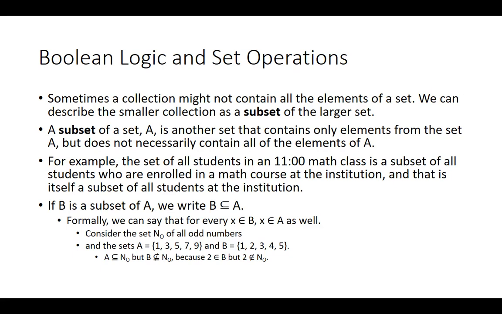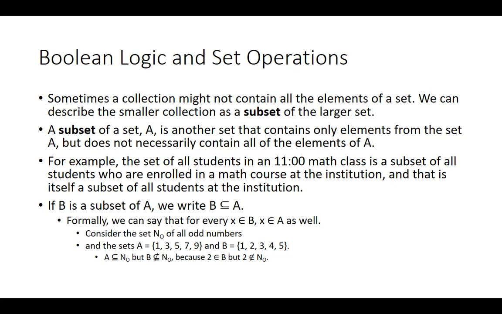If B is a subset of A, we write B ⊆ A, with that weird looking C with a line under it. Formally, we can say that for every x that's an element of B, x is an element of A as well, because B is a subset of A. Everything that is in B is already in A.